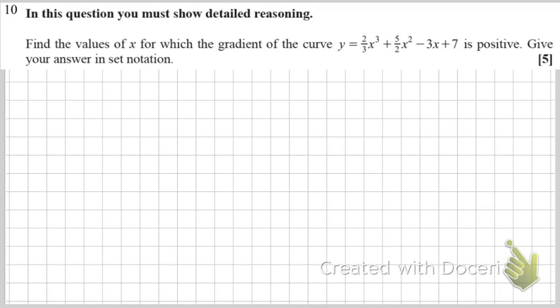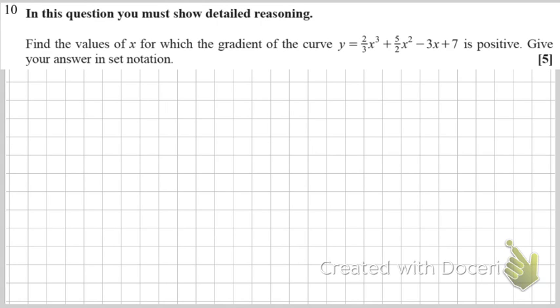Don't forget that this is a detailed reasoning question, so you are asked to show detailed reasoning. Questions that have this at the beginning require an extra level of flow and logic. Make sure that you present your solution as a perfect logical reasoning. It should read like a paragraph of sentences.